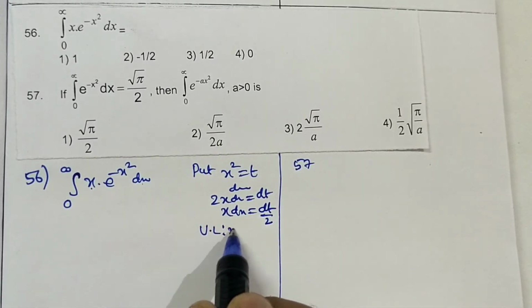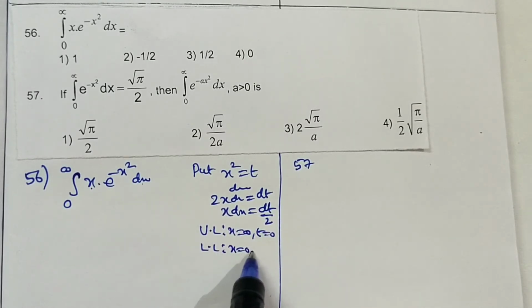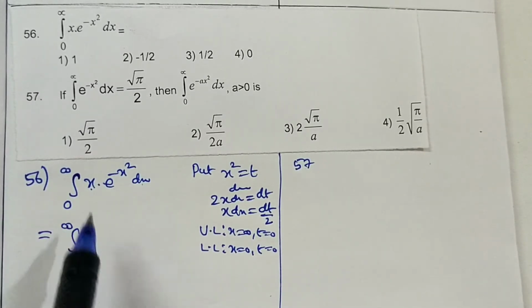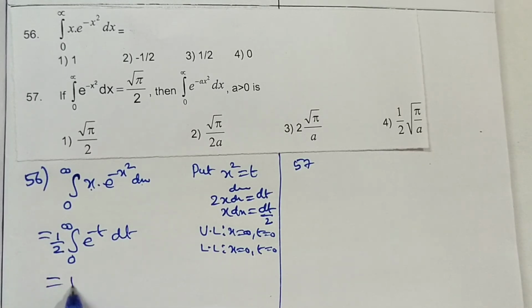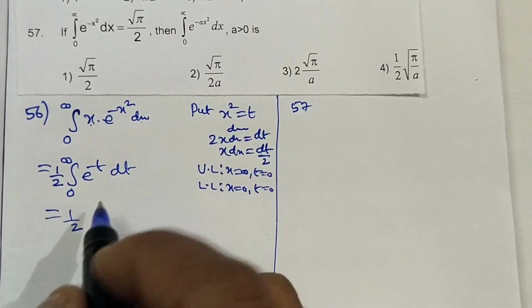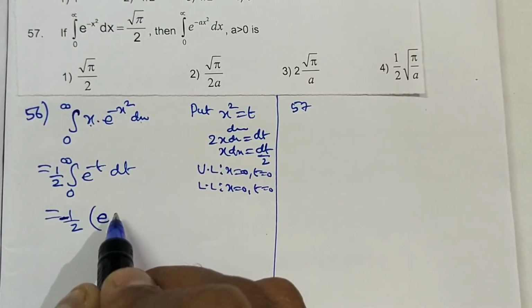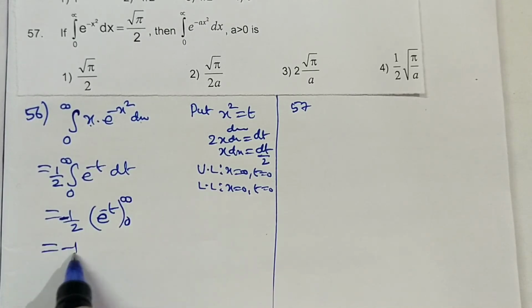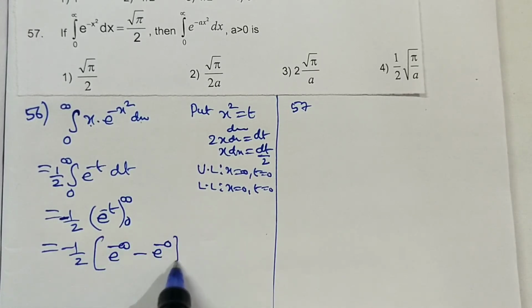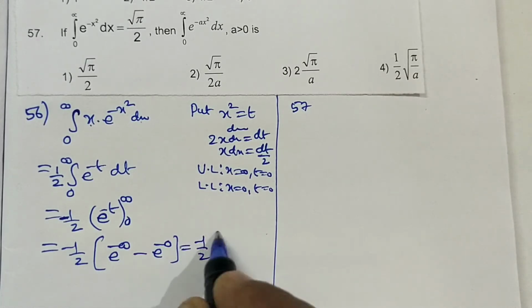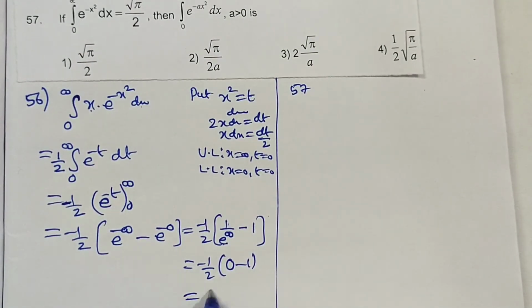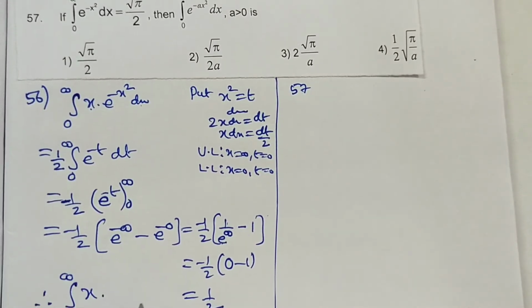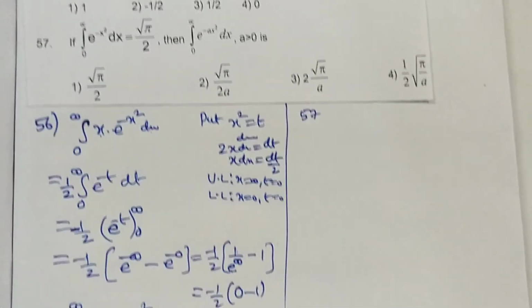Upper limit and lower limit: when x is equal to infinity, t is also infinity. Lower limit, when x is equal to 0, t is also 0. So integral 0 to infinity, in place of x dx, you have to replace with dt by 2. So 1 by 2 e power minus t dt, which is equal to 1 by 2 integral e power minus t. So minus you can take outside, e power minus t. Applying the limit 0 to infinity, minus 1 by 2 into e power minus infinity minus e power minus 0. E power minus infinity means 1 by e power infinity, which is 1 by infinity, value 0, minus 1. So minus 1 by 2, 0 minus 1. Minus of minus 1 by 2 is plus 1 by 2. Therefore, integral 0 to infinity x into e power minus x square dx is equal to 1 by 2, which is there in the third option.